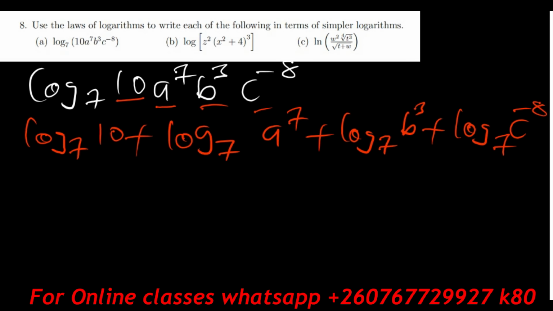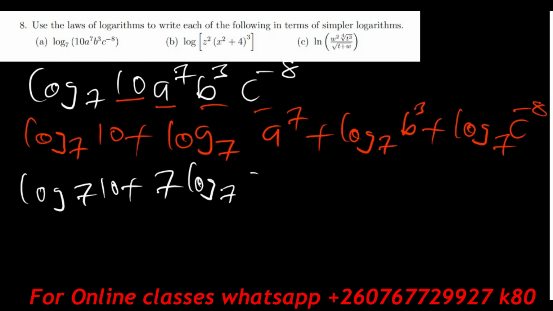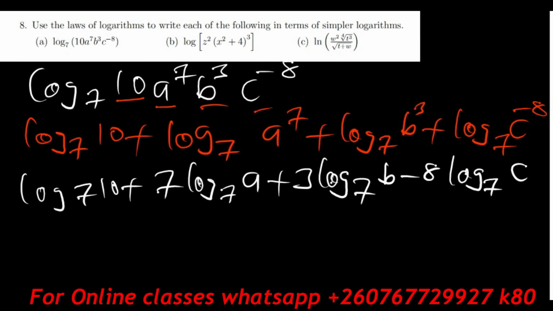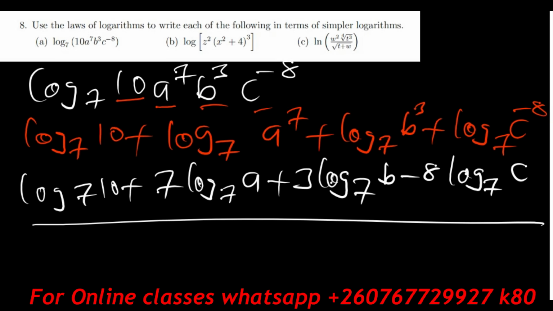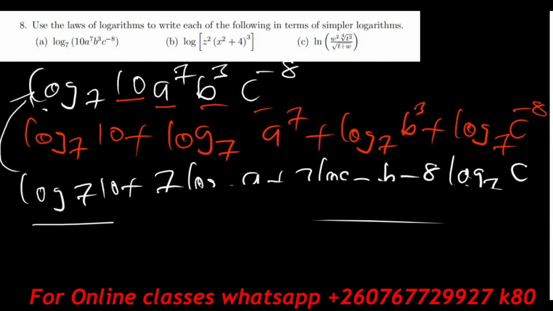Now at this point I can say log base 7 of 10 plus, I can now shift 7 to be in front. I can say 7 log base 7 of a plus, I can shift now 3 log base 7 of b plus, I can shift that negative 8 and put negative here, negative 8 log base 7 of c, meaning this now is not the condensed one. We are running away from the condensed one to expand it. We have just expanded here. So if I want, I can also go back to this and I'll reach there. Okay, so that is it for part A.